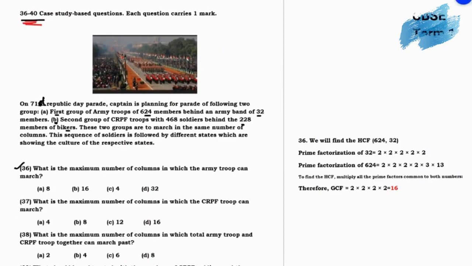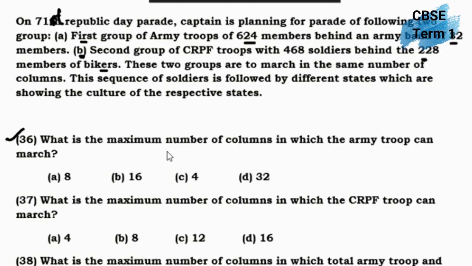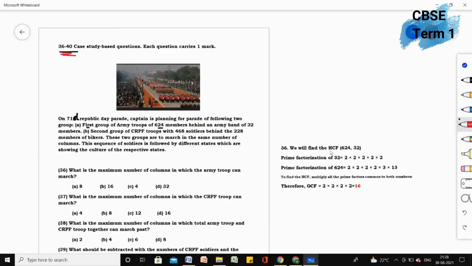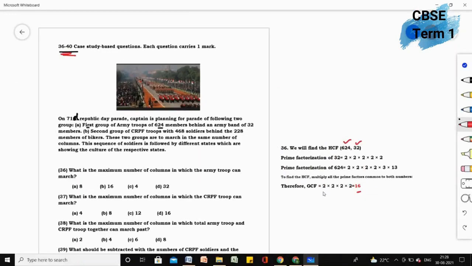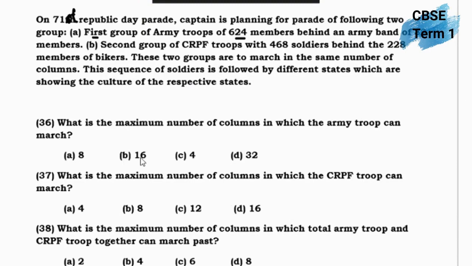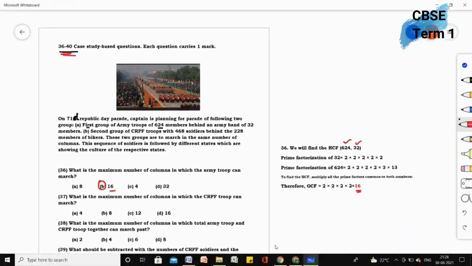36th question: what is the maximum number of columns in which the army troops can march? To find the maximum number of columns, we have to find the HCF of 624 and 32. We know the procedure: we take the prime factorization of 624 and 32, and take the factors common to both numbers. The HCF of 624 and 32 is 16. The correct option for the 36th question is B, 16.